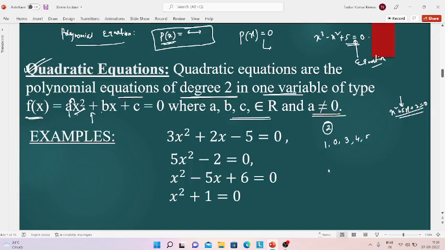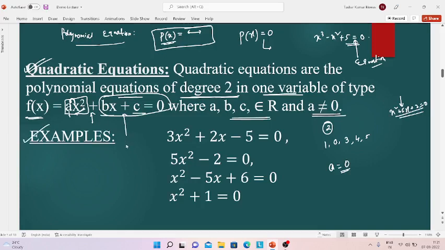Sometimes students ask, why sir, why? If a equals 0, what will happen? Basically, that particular term will vanish, and then we will get only bx + c = 0. Definitely it is not a quadratic equation, because the degree will be only 1. So we have to take only degree 2, which is why the coefficient of x² must be non-zero.